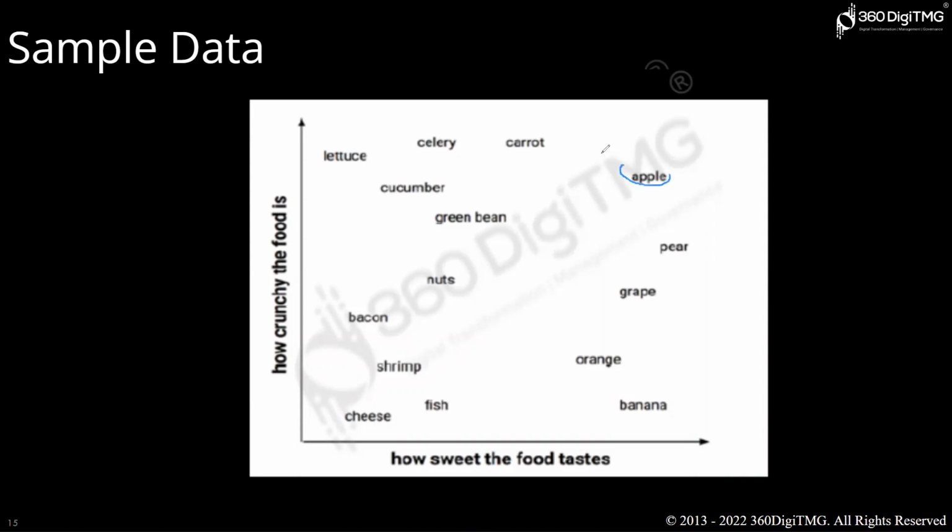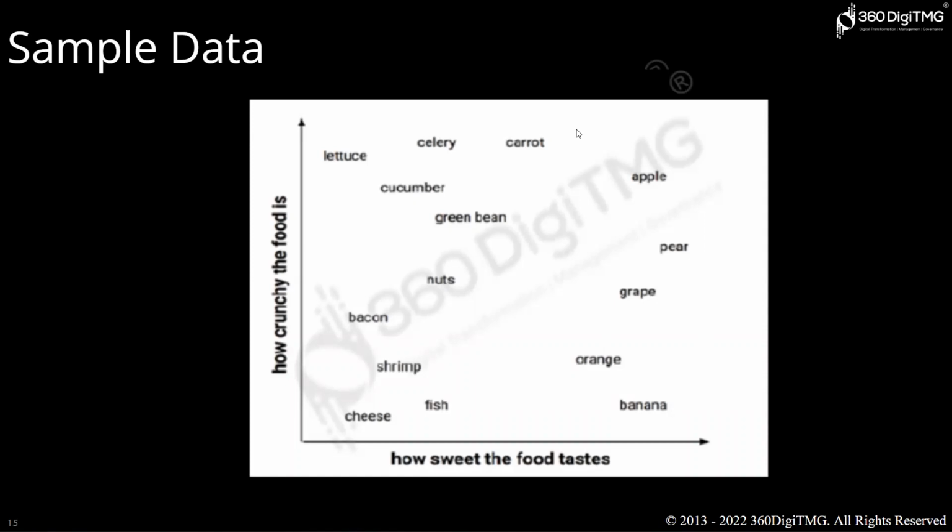So for apple, the nearest neighbor we can take for the crunchiness is carrot, right? Then we can go for pear for the crunchiness. Basically we are going to take whichever is the nearest neighbor. Here you can see how sweet the food is. The pear comes first in terms of sweetness, okay? And for the crunchiness, it's going to go for lettuce, celery, carrot, okay?